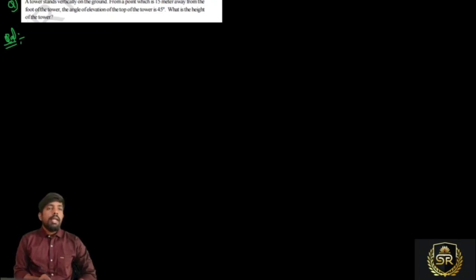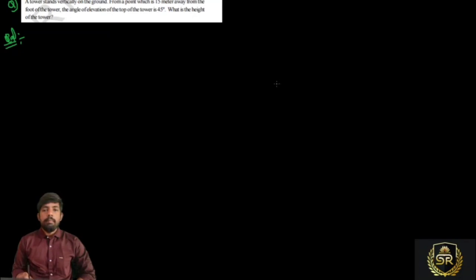Here we have a question. A tower stands vertically on the ground. From a point which is 15 meters away from the foot of the tower, the angle of elevation of the top of the tower is 45 degrees. What is the height of the tower? One by one we will discuss.